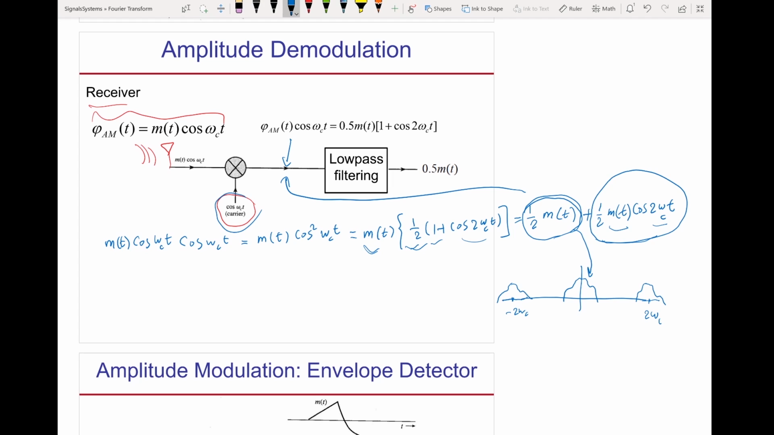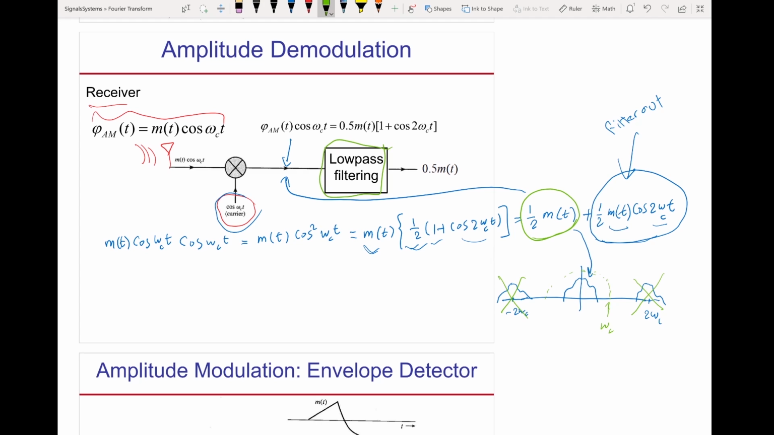So if I want to hear the message signal alone, that means I have to filter out this. And how do I filter out this one? Well, I take it through a low pass filter with a cutoff frequency here, omega c, much less than 2 omega c. So these will not pass through the low pass filter, which is this one. And what you get out of the low pass filter is only this portion. And that's how we do amplitude demodulation at the receiver.